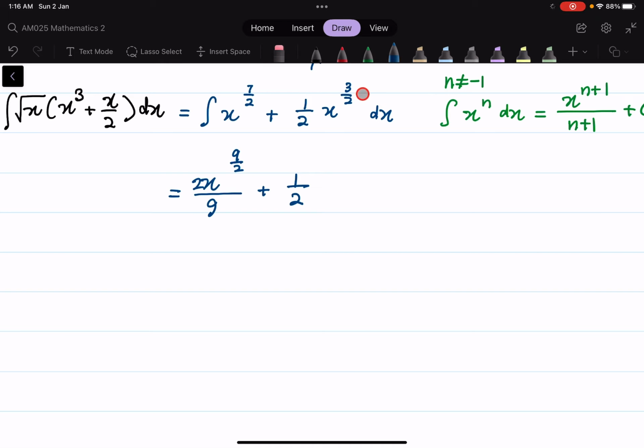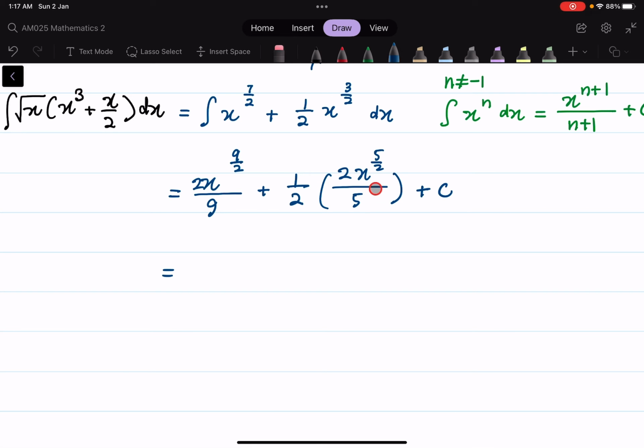So x to the power of 3 over 2: 3 over 2 plus 1 is x to the power of 5 over 2. If we do the same thing, we get 2 over 5. It's supposed to be divided by 5 over 2. Okay, and don't forget your plus c.